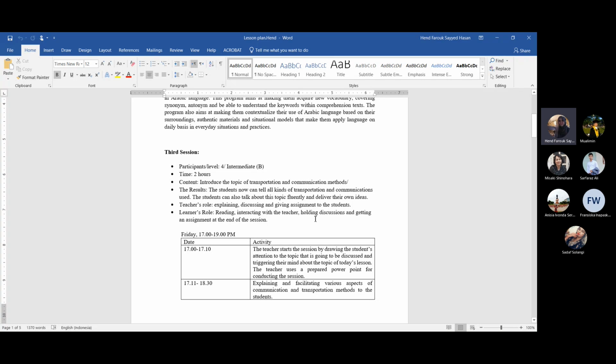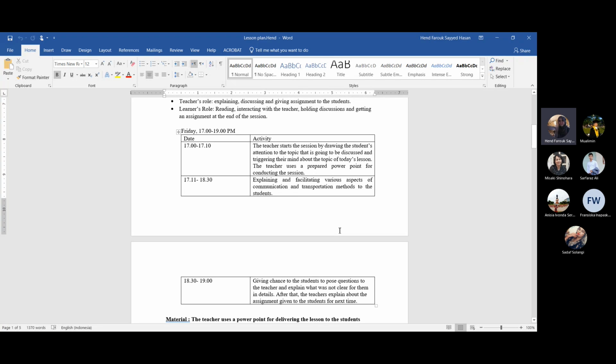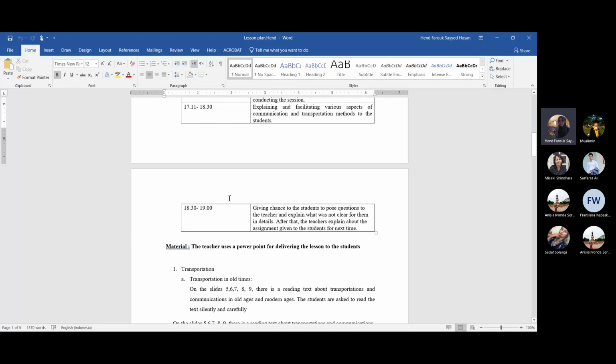Then from 11 minutes till 18:30, the teacher explains and facilitates various aspects of communication and transportation methods that are supposed to be used by the students. Then from 18:30 till 19, he gives a chance to the students to pose questions and explain what wasn't clear to them in detail. After that, the teacher explains about the assignment given to the students for next time.